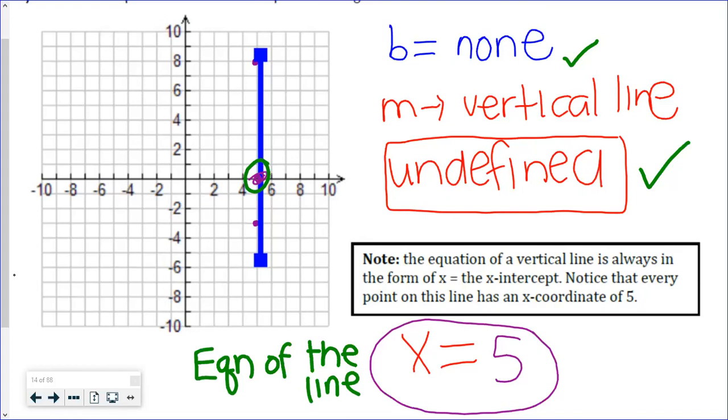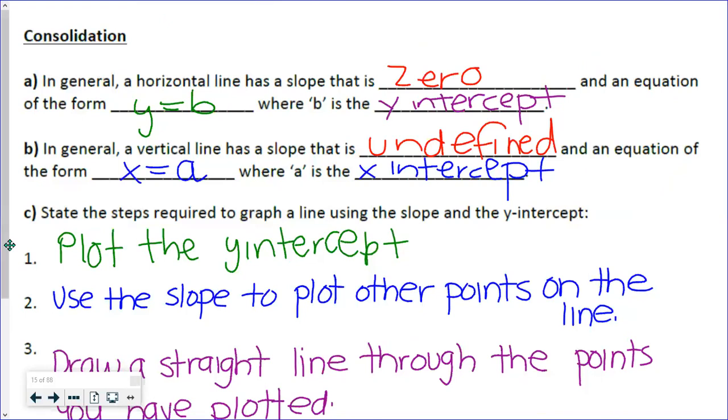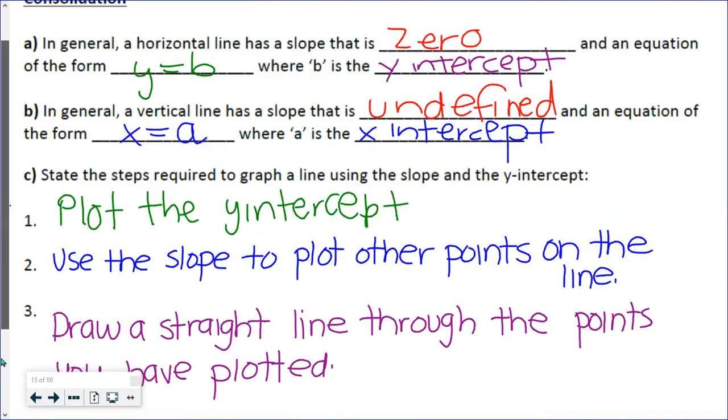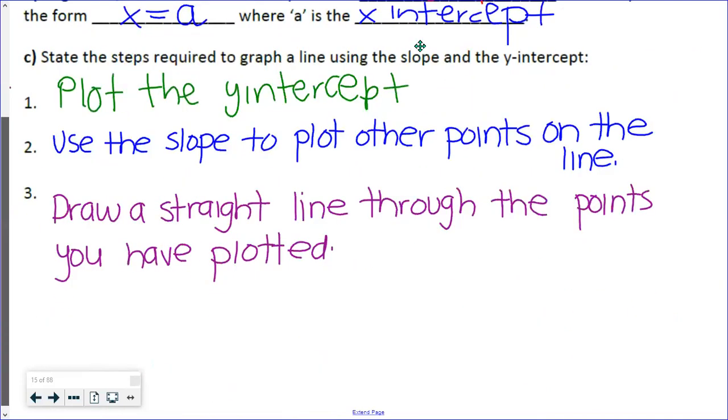Okay, so these are just tips and tricks to help with your homework this week. The last thing I want you to include in your notes before tomorrow's lesson is the bottom. When you are required to graph a line using the slope and the y-intercept, I want to see these 3 points. We want to plot the y-intercept. We want to use the slope to plot other points on the line. And we want to draw a straight line through the points you have plotted.